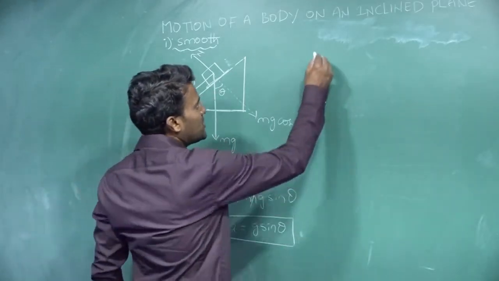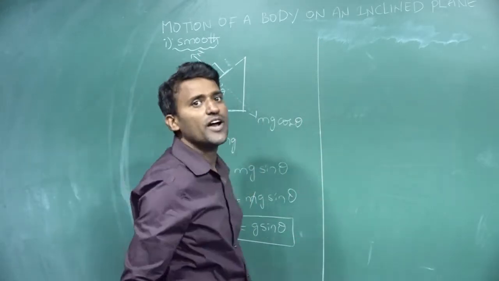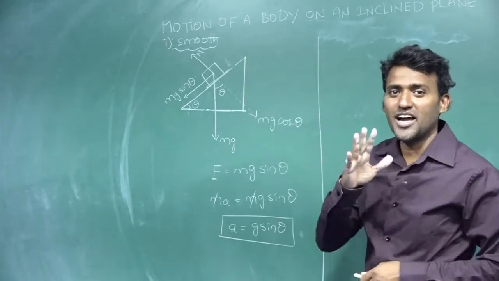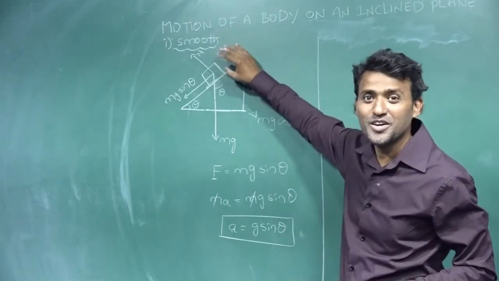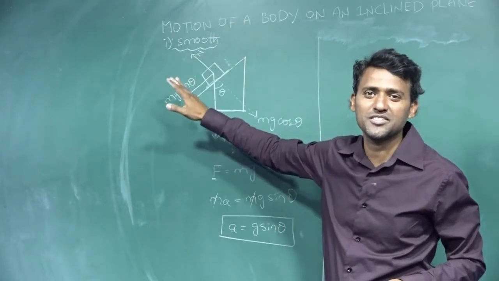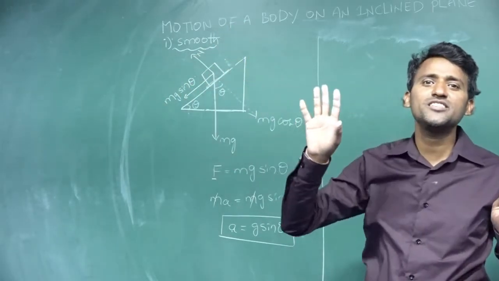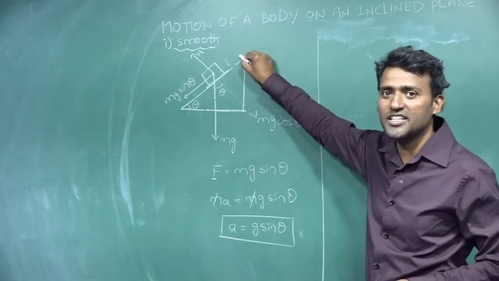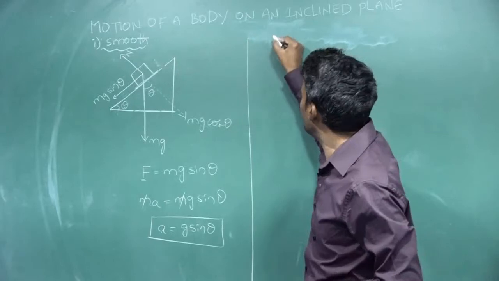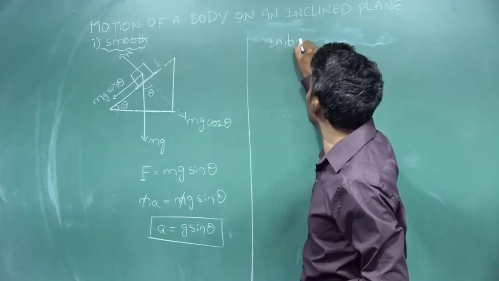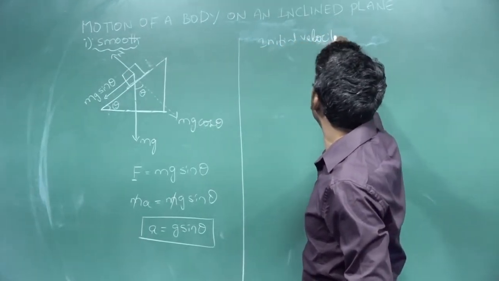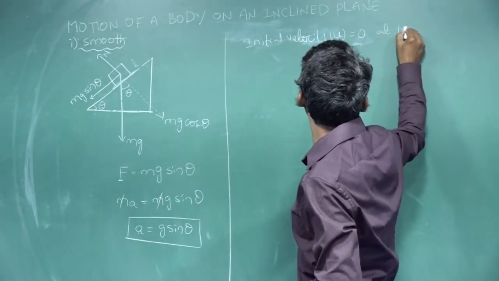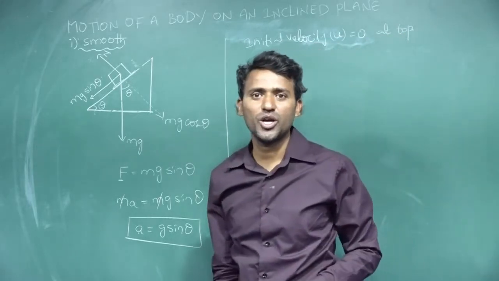Okay, next. What is the final velocity? At the top position, I didn't apply any force on the block, so on its own it moves downward. So the initial velocity of the block at the top is 0. Initial velocity u is equal to 0.